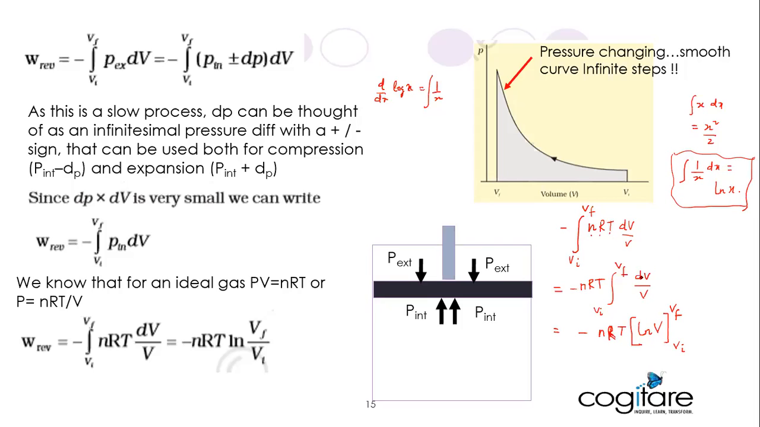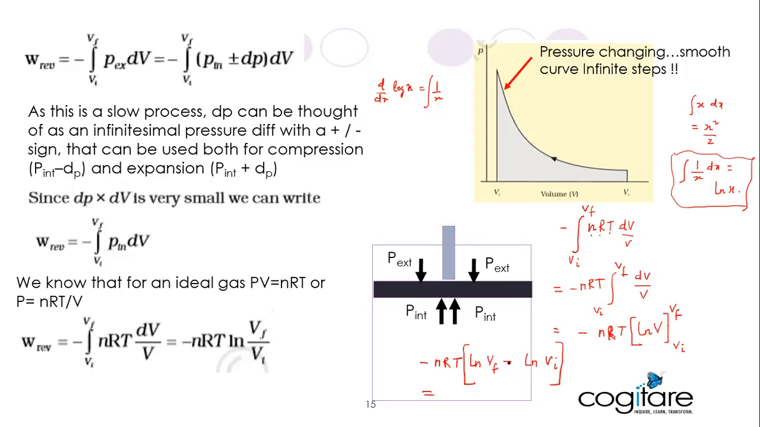Now that you know dV by V is log V, or log to the base e of V, apply the limits and tell me what you will get. Minus nRT log Vf minus Vi. Very good. Minus nRT natural logarithm of V final, minus nRT is common, natural logarithm of V initial. Is it okay?